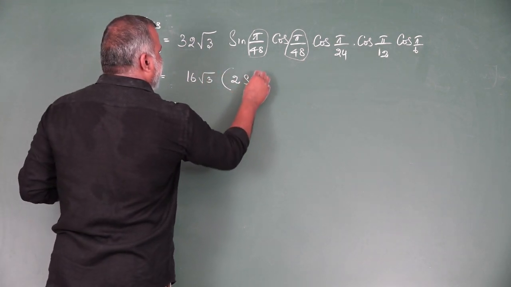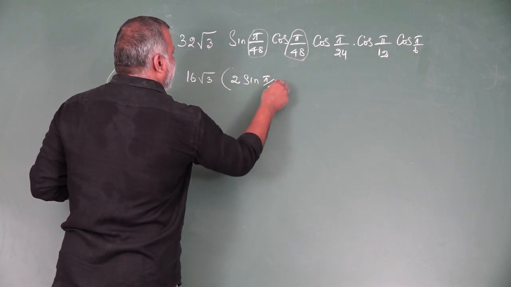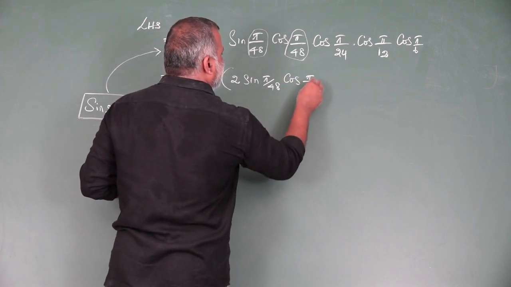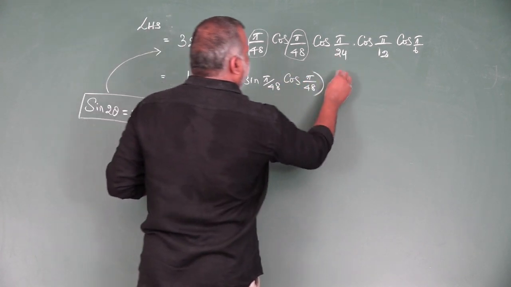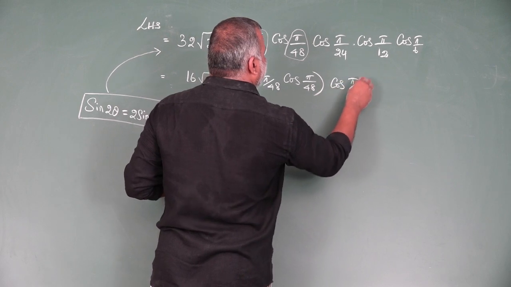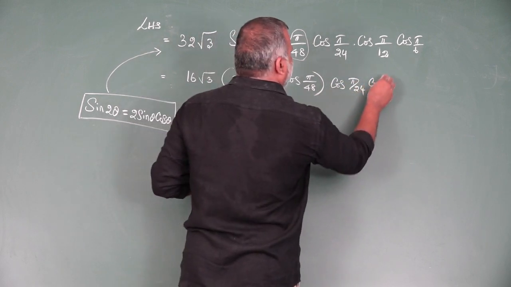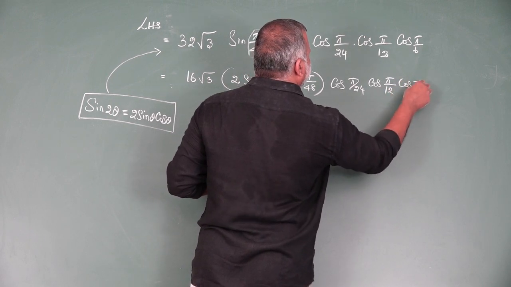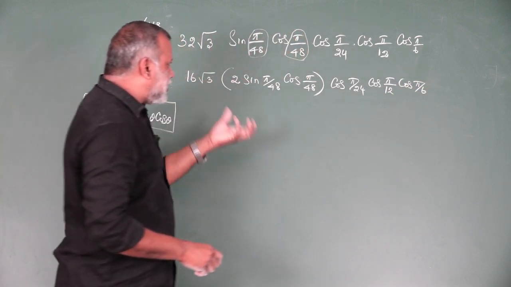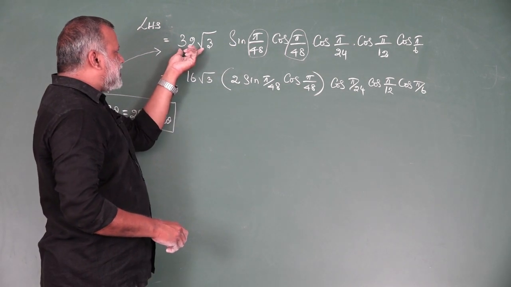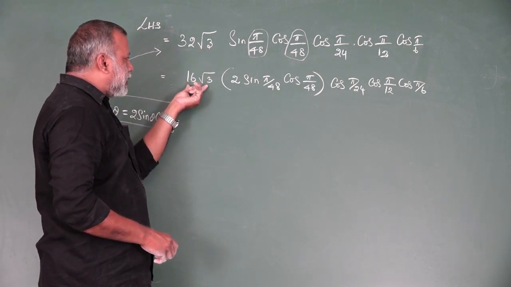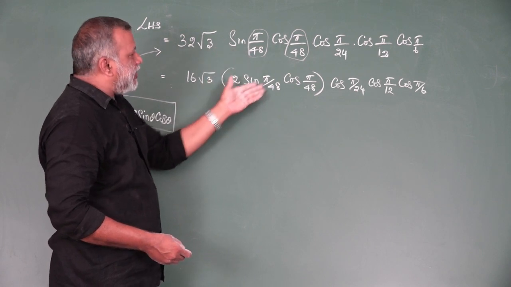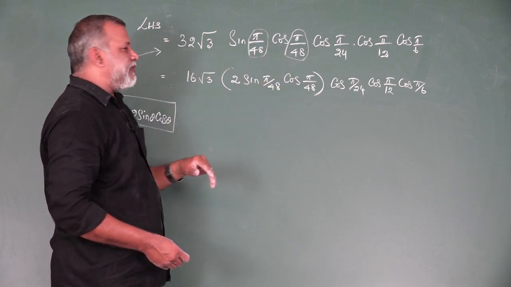So 2 sin pi by 48 cos pi by 48. The remaining as it is: cos of pi by 24, again cos of pi by 12, again cos of pi by 6. See this one, this is the logic. So I am splitting this 32 root 3 as 16 root 3 into 2. Both are the same. See here, pi by 48, again cos pi by 48.